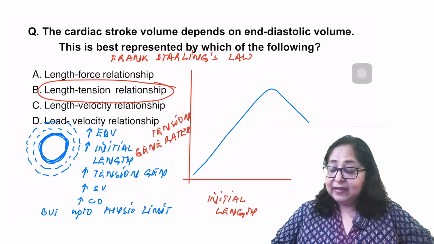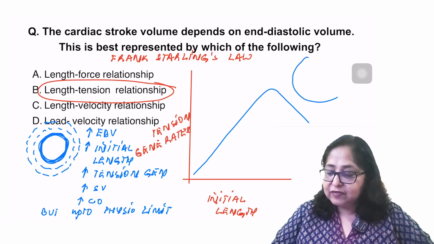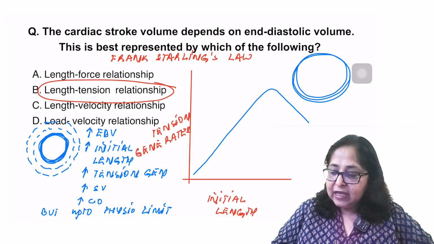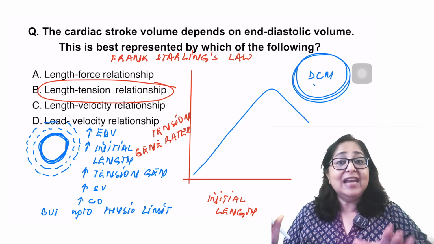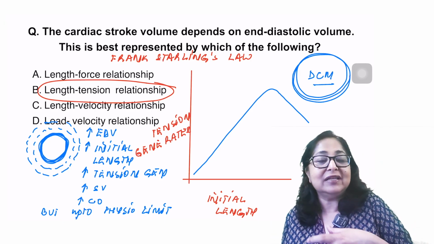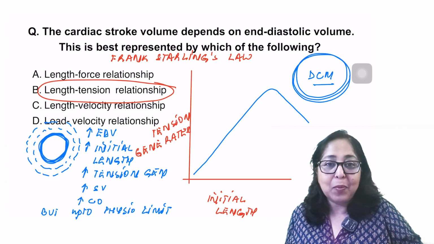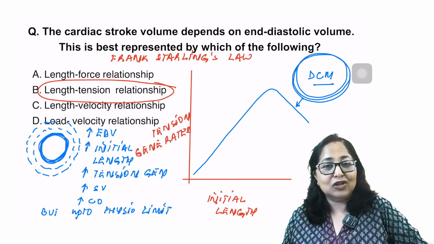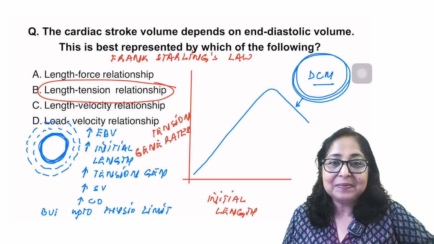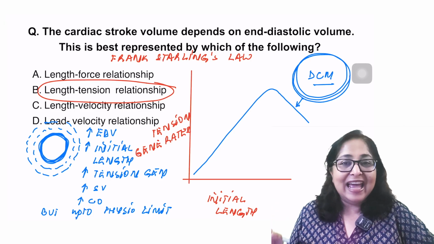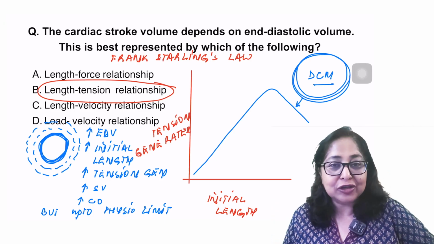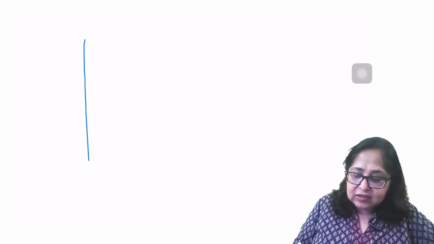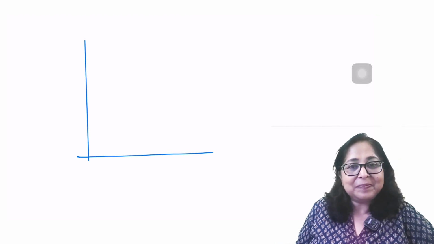See, that is why we can explain what happens in a patient of dilated cardiomyopathy. The initial length is very large, but the tension generated in this heart is less. Why? Because it has now gone beyond the physiological limit. So this is the length-tension relationship. Now, just a brief look at what is load-velocity relationship.